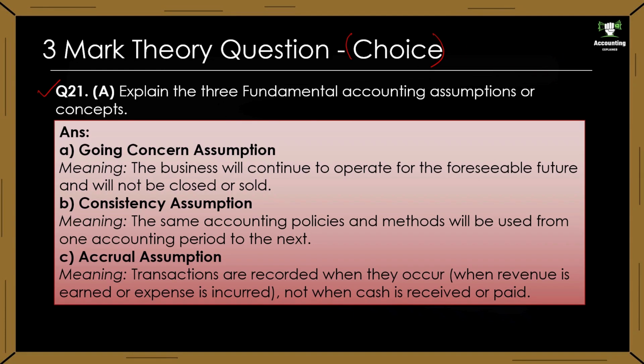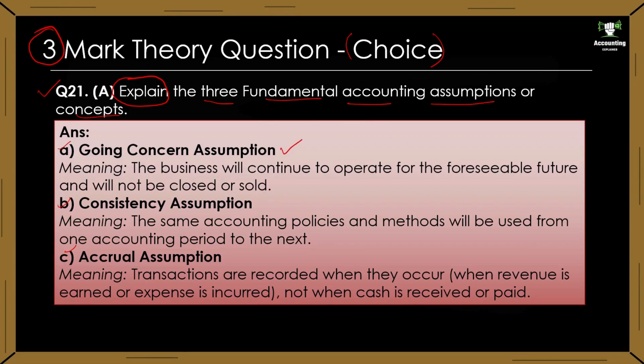Okay. So, 21A is explain the 3 fundamental accounting assumptions or concepts. They have specifically told explain, and this is a 3 mark question. It is not enough if you write only the headings. You have to explain about the headings at least in one sentence. Okay. Now, let us see the answer.